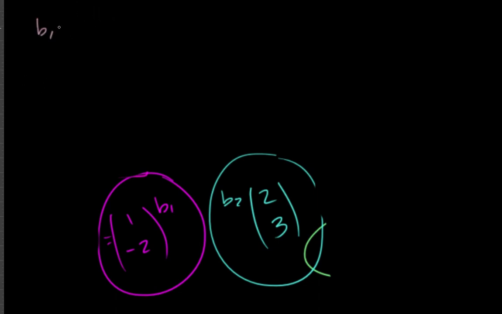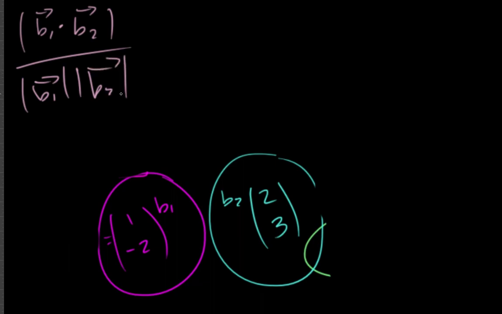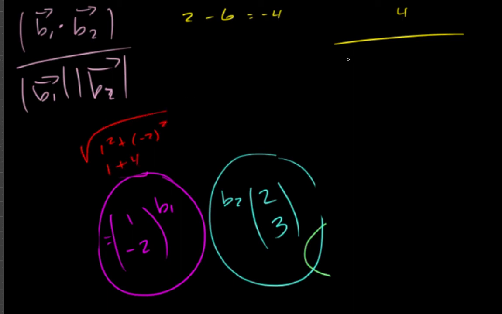And remember, we have the absolute value of b1 dot b2, over b1 magnitude times b2 magnitude. Okay, so we multiply like terms, we get 2, multiply like terms, -6, and so overall that's -4. We take the absolute value of that, so the top is a 4. And then we take the magnitude of each of these, so 1 squared plus -2 squared, 1 plus 4, so we get square root of 5. Over here we have 2 squared plus 3 squared, so that's 4 plus 9, which is 13.